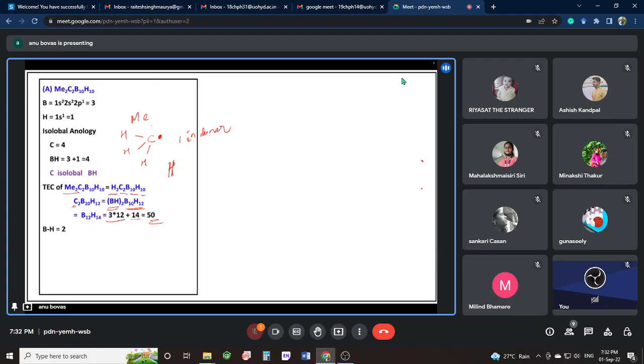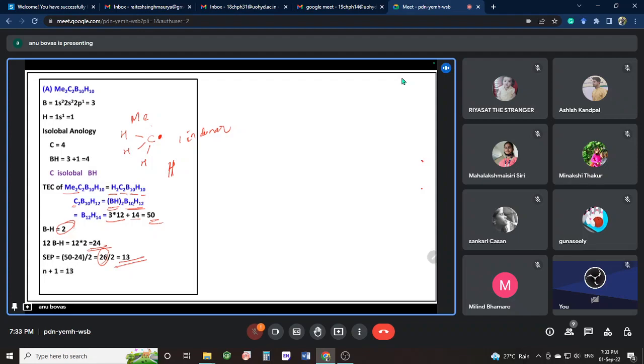How many BH units are present here? Anybody? 12. 12, correct. So there are 12 BH units. So 12 into 2 from each BH unit, that is 24. So 24 electrons are used for BH bond formation. The remaining 50 minus 24, that is 26 electrons, will be used for cluster formation. Therefore, the number of skeletal electron pairs will be 13.